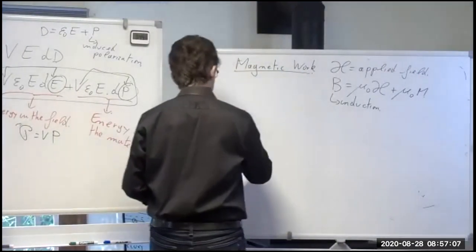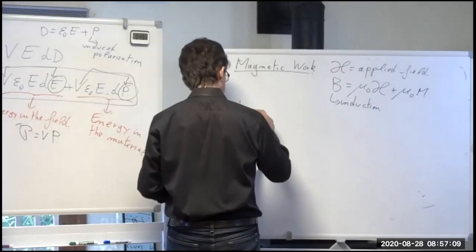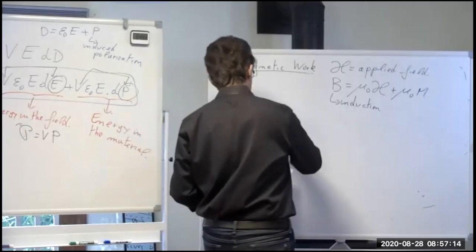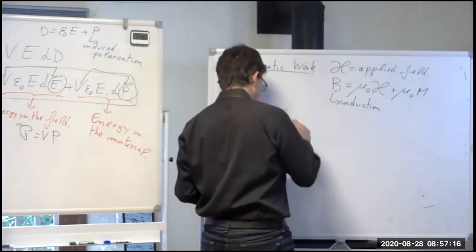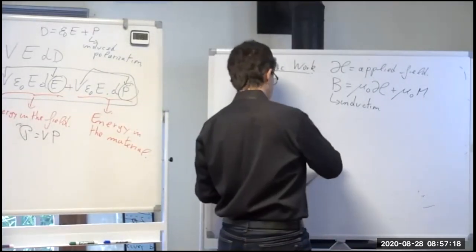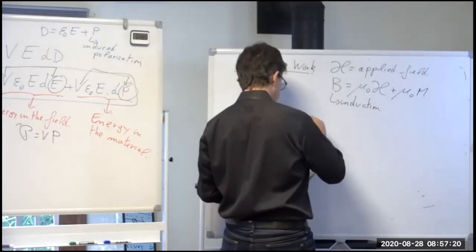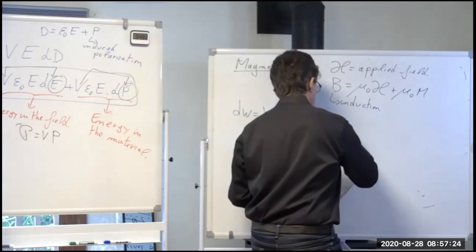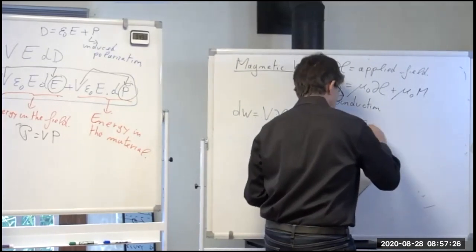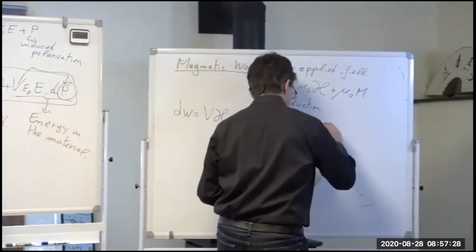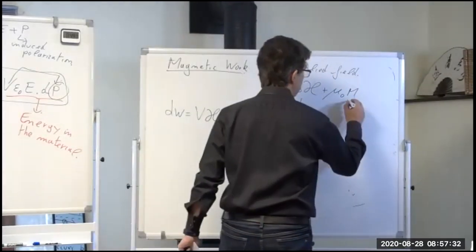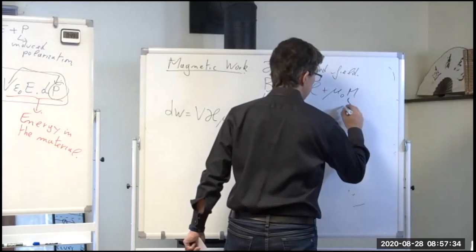So the work that's done by a magnetic field is the volume times H mu naught dH, if you do the exact same derivation, plus mu naught times H dm, where m is the resulting magnetization in a material. I didn't say that. So this is the magnetization in the material.